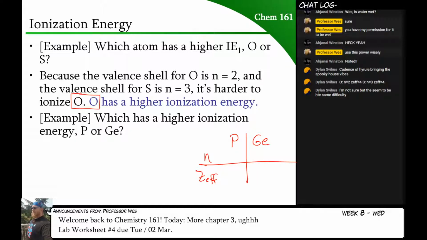Anyway, unrelated. Which of these has the higher ionization energy, phosphorus or germanium? So do the same thing. Write out your N and your Z effective. And then use quantum mechanics to explain which one is harder to remove the electron from. Now, for this specific example, both cases are going to point to a specific atom. So it should be very obvious, like, oh, duh, this one is harder.